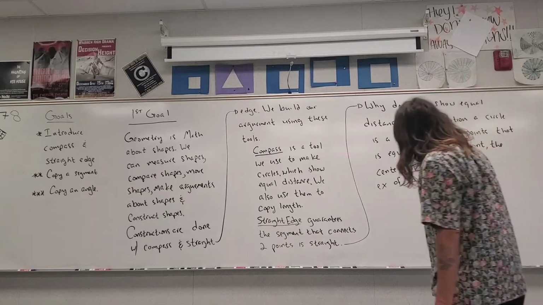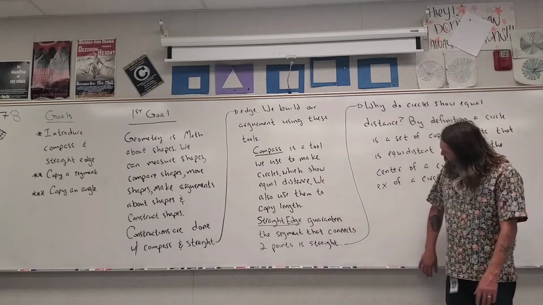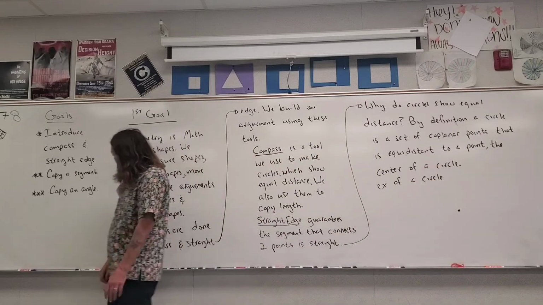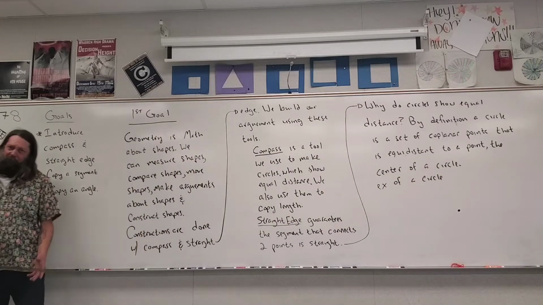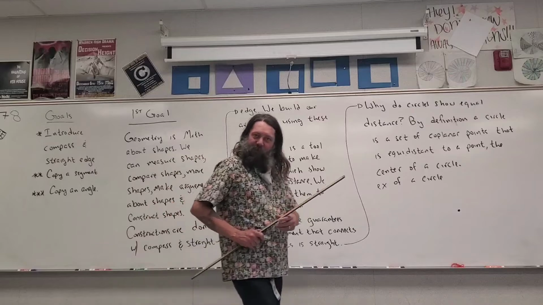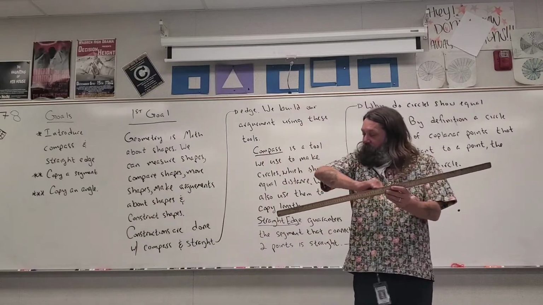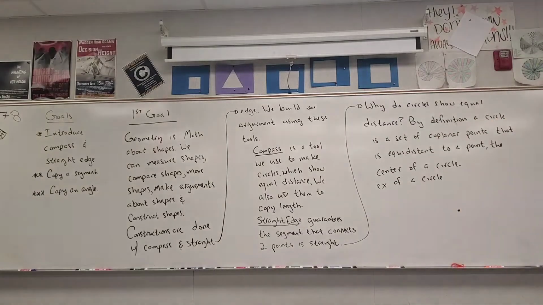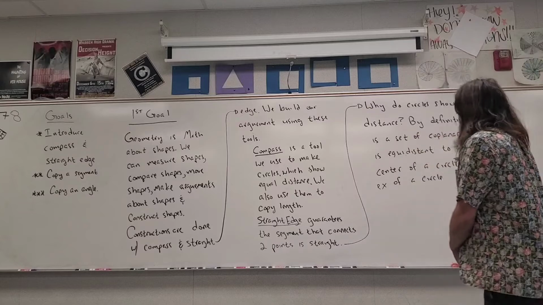Our second tool is the straight edge. What a straight edge does is it guarantees that the segment connects 2 points as straight. It's a real fancy way to say ruler, but we can't use it to measure distance. All we can do is use it to connect 2 points and guarantee that they're straight. That's all that a straight edge does in the world of construction. All right. So let's move on.